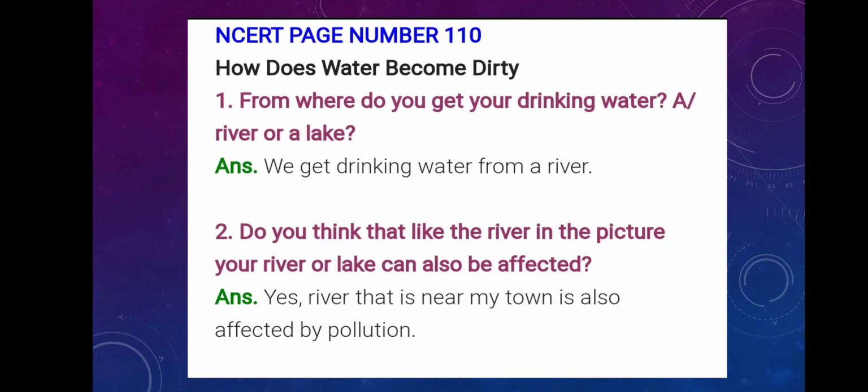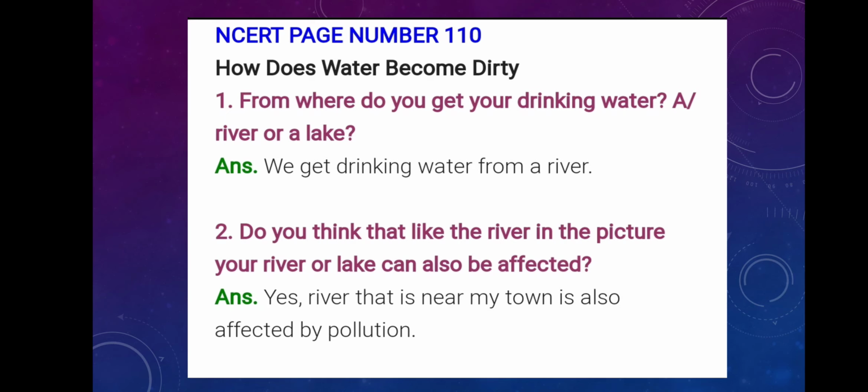So how does the water become dirty? From where do we get drinking water? A river or the lake? We get drinking water from the river. We can get some drinking water from the river, but gradually, day by day, the river water is getting polluted. So if you want to drink the water where the river is originating, over there the water is clean, and we cannot drink the direct water of the river. We have to purify the water.